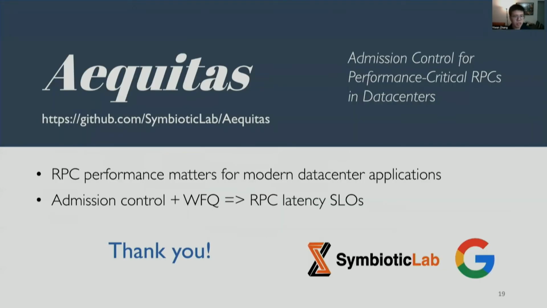In conclusion, we talked about how RPC performance is critical for modern data center applications, and we show that by using a combination of admission control plus weighted fair queuing, Aequitas is able to provide latency SLOs for important RPCs during network overloads. Our code is open source on GitHub, and thanks for listening, and I'm happy to take questions.